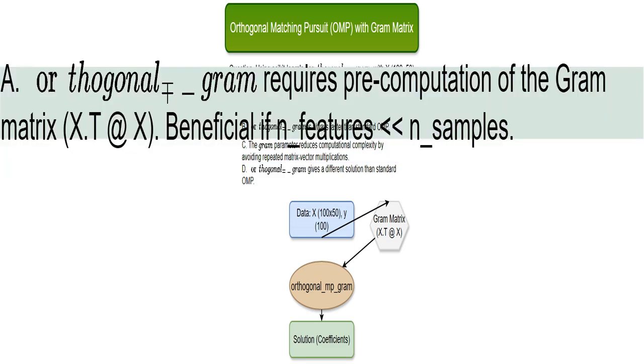This is incorrect. Both algorithms use the same underlying OMP procedure, just one is optimized by using the gram matrix. Thus, they should provide the same solution, within numerical tolerance, of course.